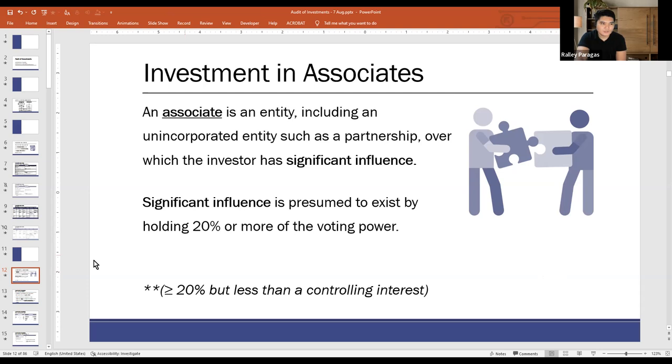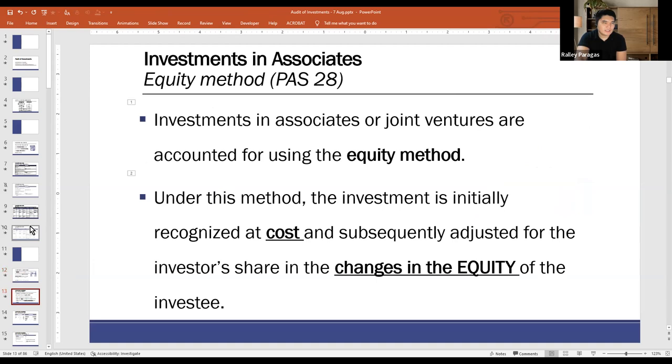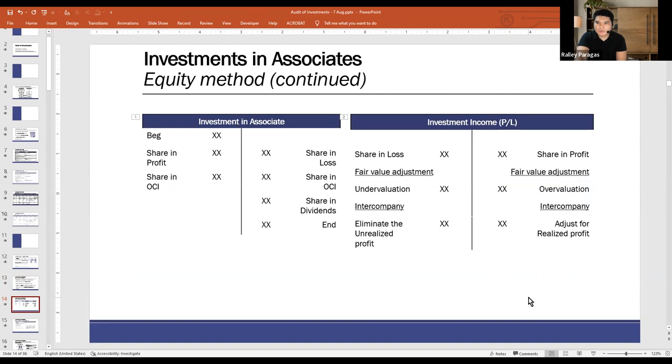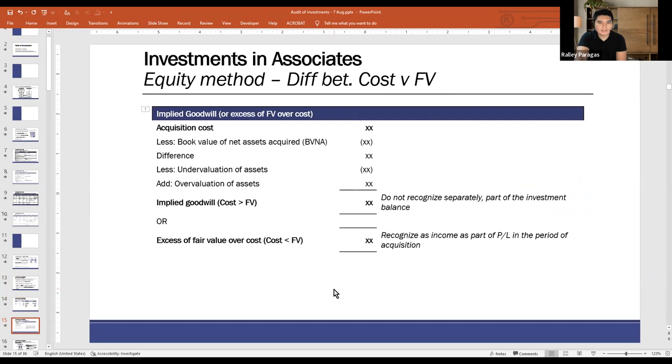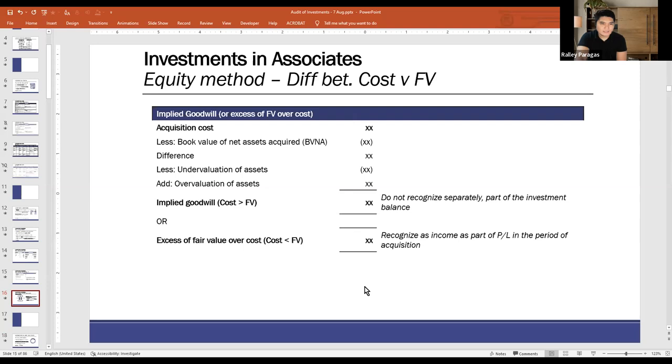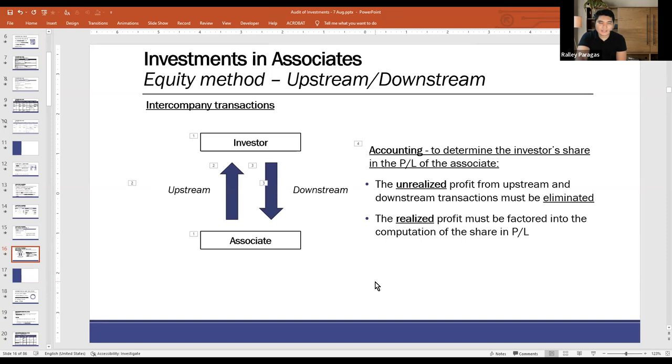Yan, so binalikan natin. We mentioned that the equity method should be applied to investment and associates. And then we have also illustrated how the investment and associate balance is updated, as well as how actually is the investment income computed. And then lastly, we also illustrated here some of the issues regarding investment associate. So number one here is computation of implied goodwill or computation of excess of fair value over the cost. And then lastly, nag-illustrate din tayo ng upstream or downstream transactions. So kapag may mga unrealized profit tayo dyan, ini-eliminate natin yan. And then eventually, kapag na-realize natin yan in the succeeding accounting periods, ina-adjust din natin yung ating share in the profit or loss of the associate.